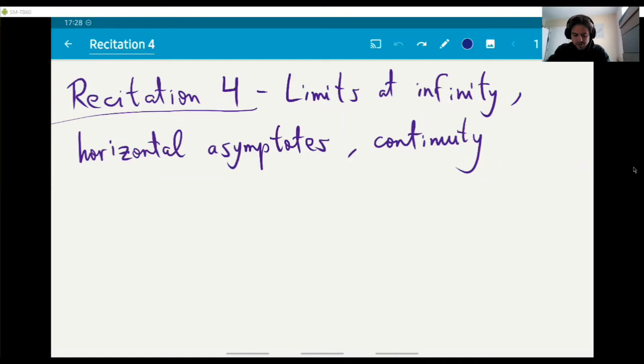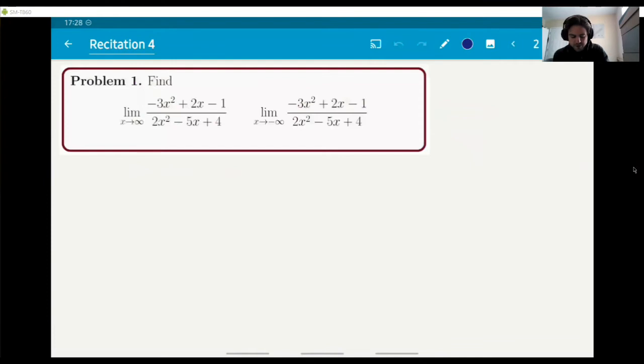The topics are limits at infinity and continuity. You know that horizontal asymptotes belong to limits at infinity. We have just a bunch of problems for today. You should always try to solve the problems before watching me solving them. So this is a moment for you to pause the video and try to find these limits. But I'll be finding them now.